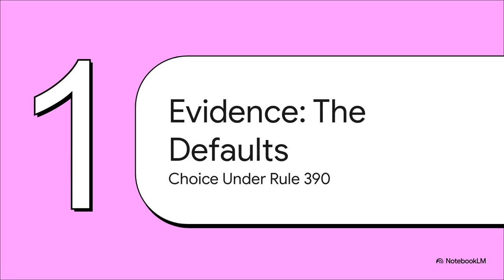Okay, first things first. The very first question you have to ask yourself is, what's my default mode of evidence? And this isn't really a choice you get to make. It's dictated by a foundational rule you need to burn into your brain. That rule is Rule 390.